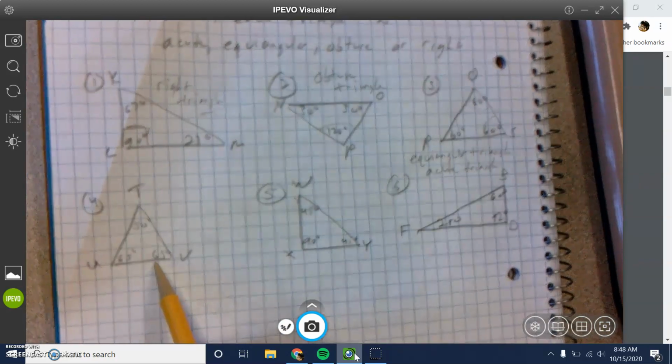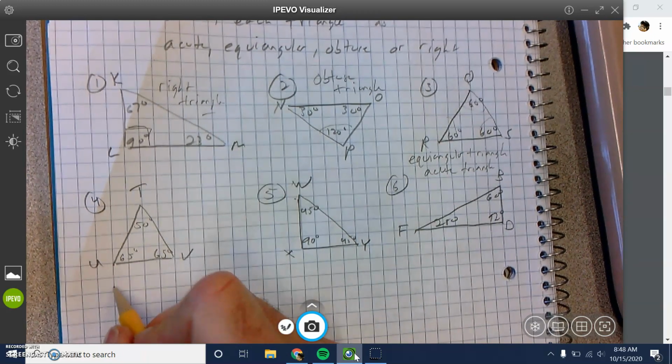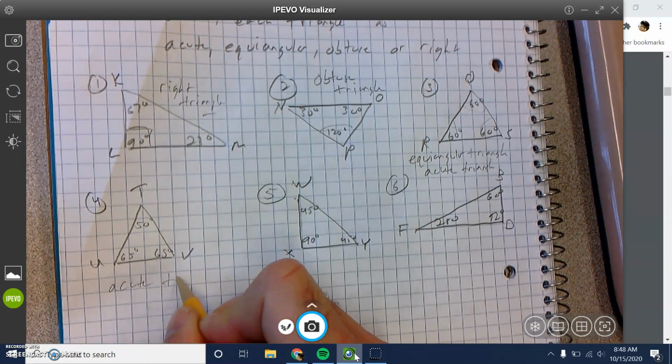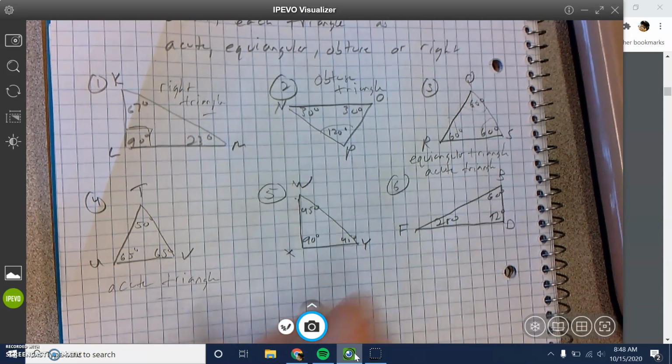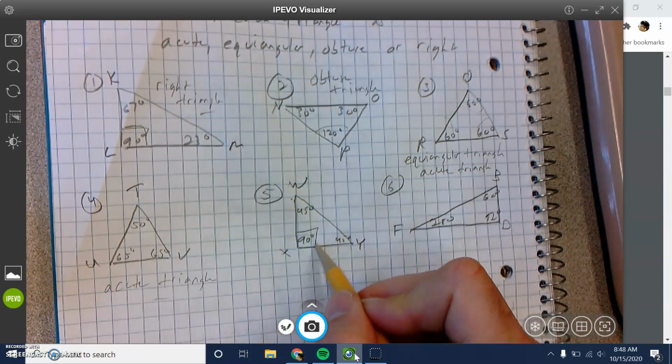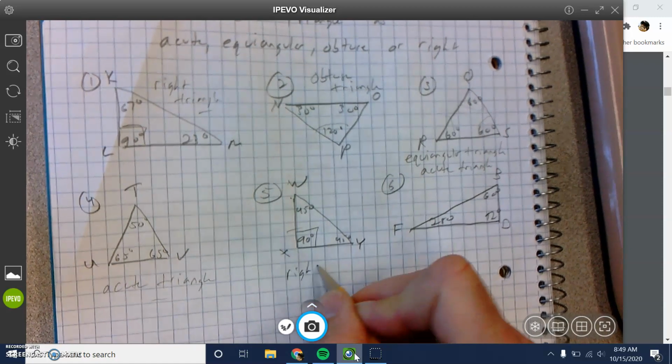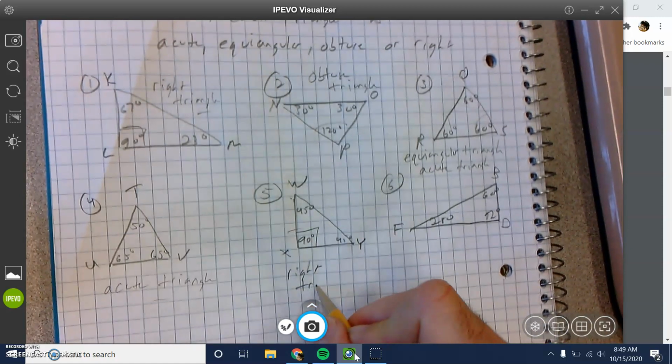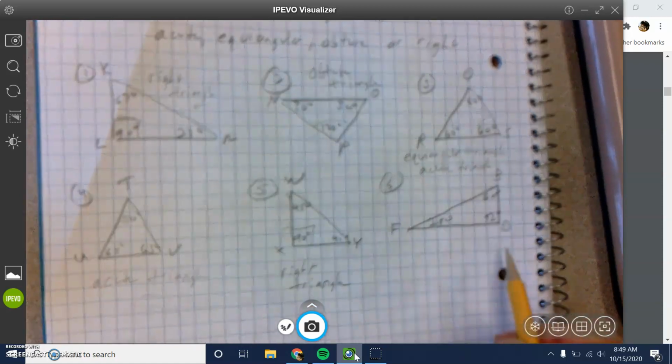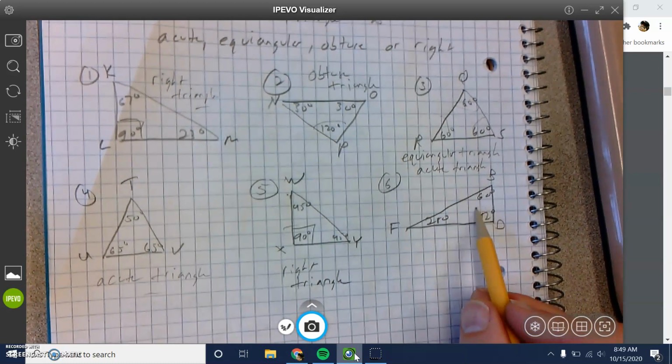What do you think number 4 is? All the angles are less than 90 degrees. This is just an acute triangle. A cute little triangle. There you go. And another 90-degree angle. So this is a right triangle. Cool. What's this one?